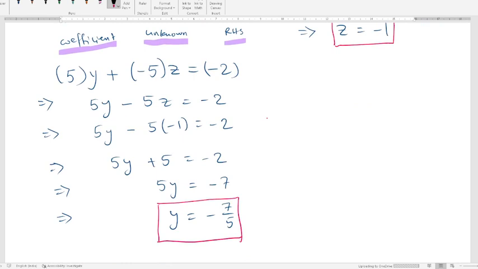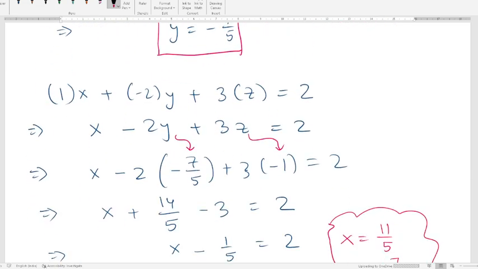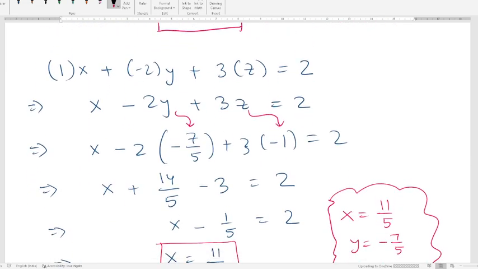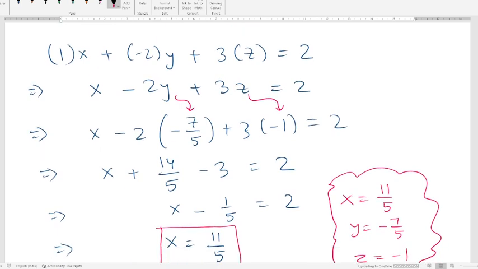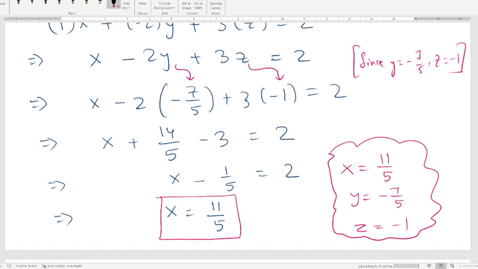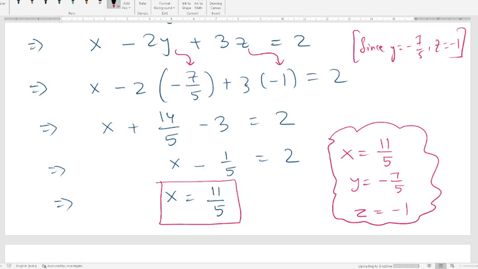Since z is equal to negative 1, we substitute this value over there. And finally, we take the first column, first row, right? And then there we substitute the values of y and z. So since y is equal to minus 7 by 5 and z is equal to minus 1, we get this particular value of x. So we get x is equal to, y is equal to, and z is equal to.